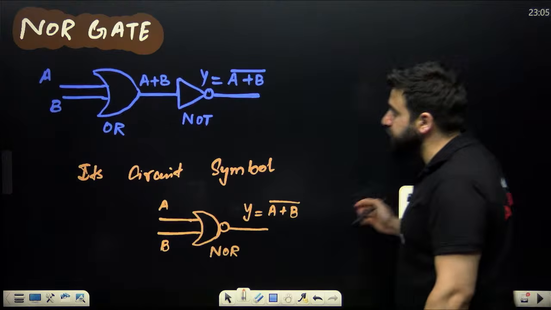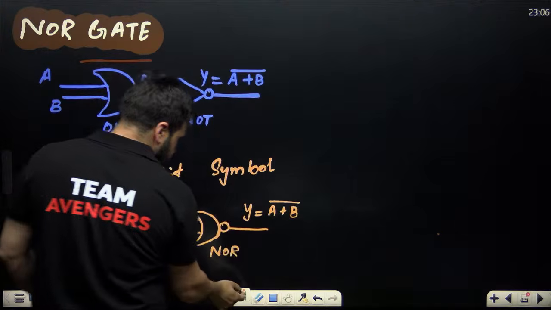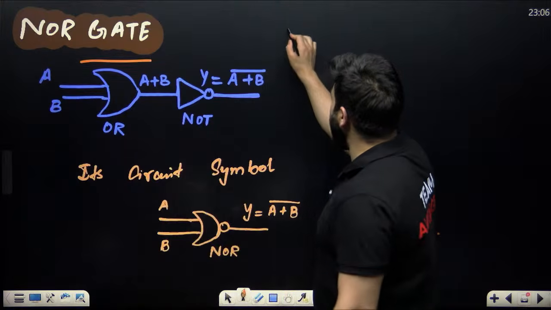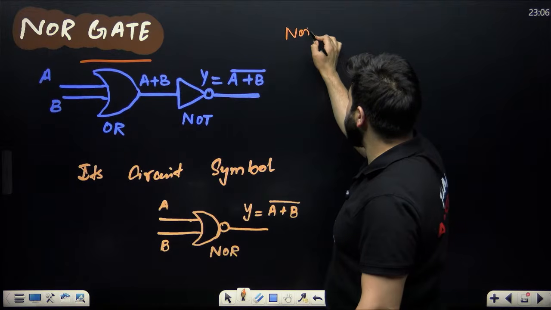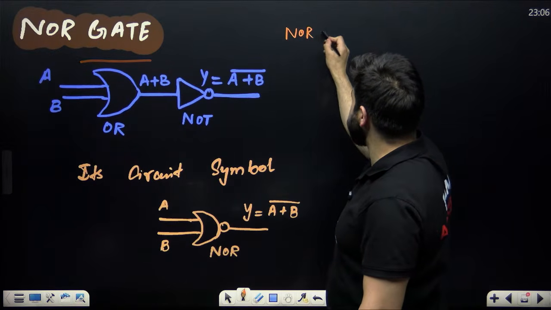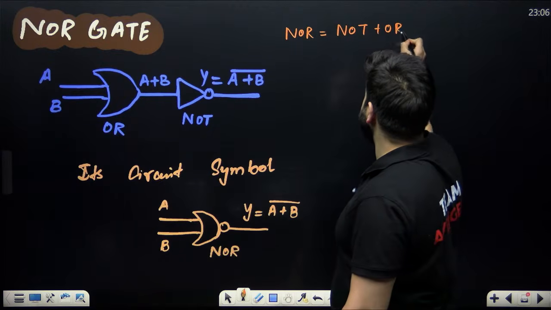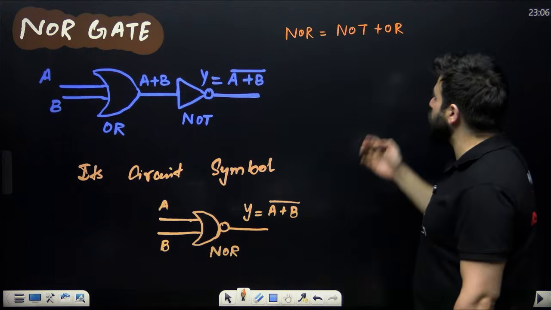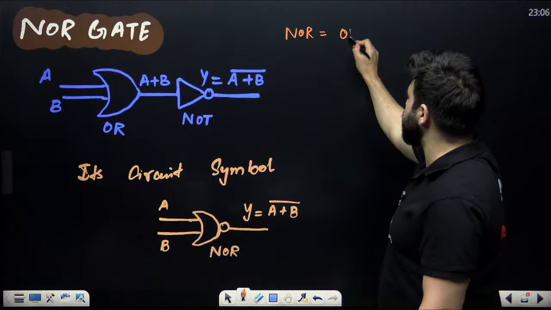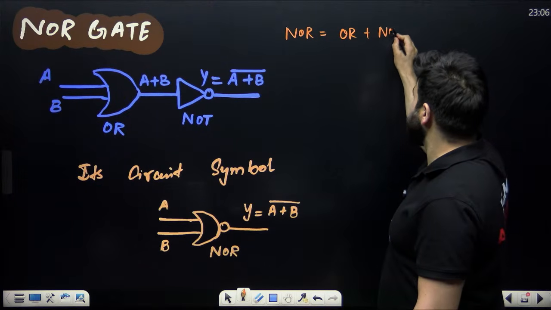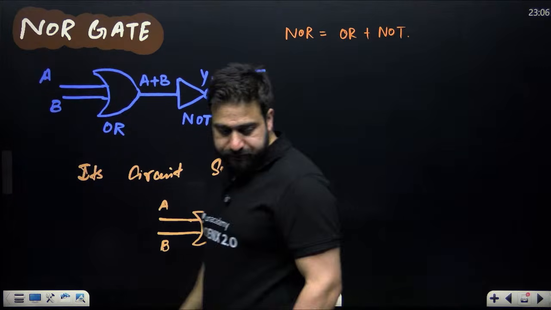Then we say NOR gate. When we say NOR gate, NOR simply means NOT plus OR. When NOT plus OR is joined, or we can say OR plus NOT, it forms the NOR gate.